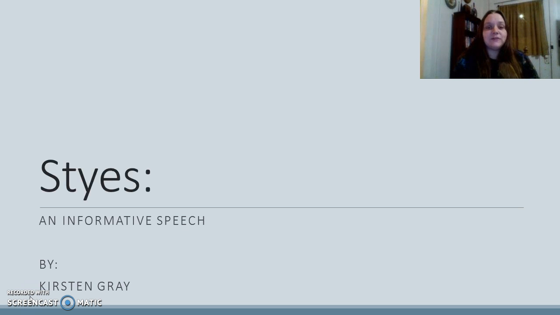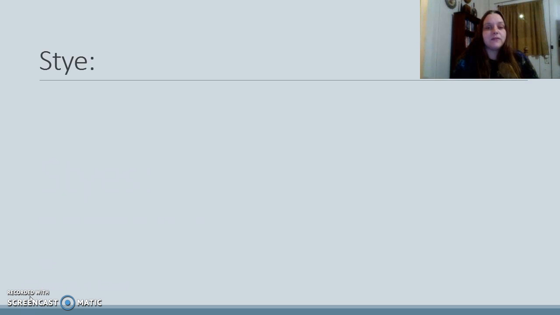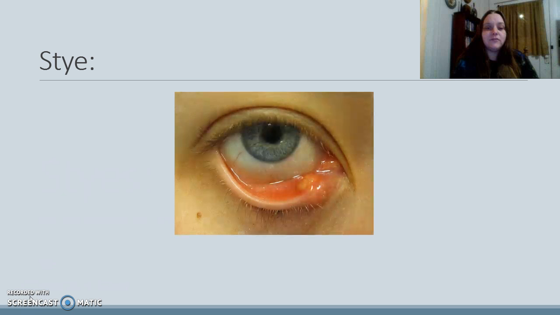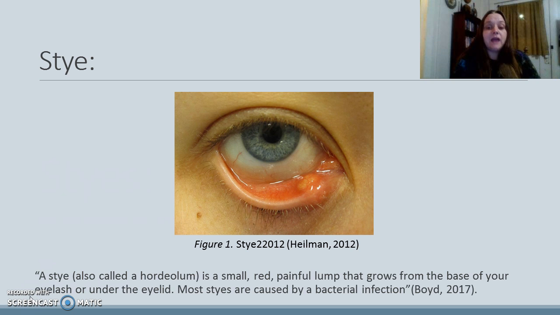According to Dr. Mary Loth in her 2016 patient information, styes are a very common infection in the eyelid. As displayed here in Figure 1 by Human 2012, and described by Boyd in her 2017 article, a sty, also called a hordeolum, is a small painful red lump that grows at the base of your eyelid and is caused by bacterial infection.